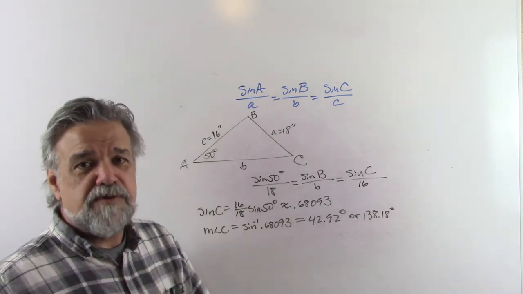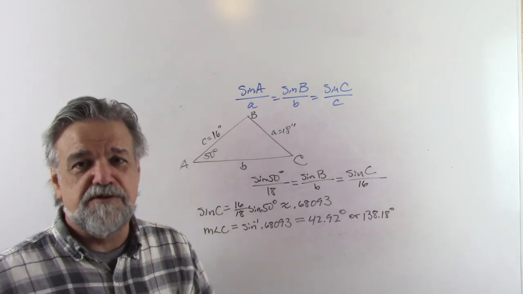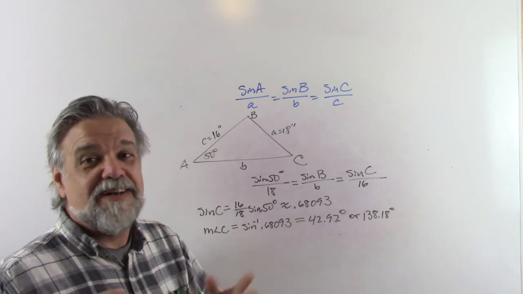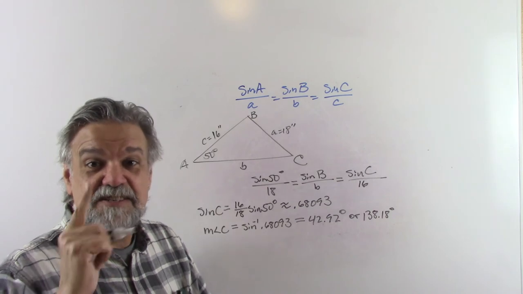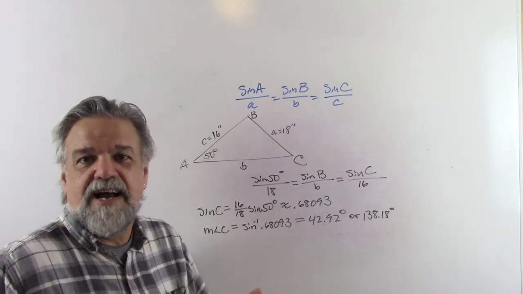Now, as it turns out, in this particular case, there's only one answer. Yes, the ambiguous case is very, very ambiguous, not only because does it sometimes get you two different answers, but it doesn't always get you two different answers. Sometimes you just get a unique answer, and this is one of those times. And you may be wondering, well, how can you tell?